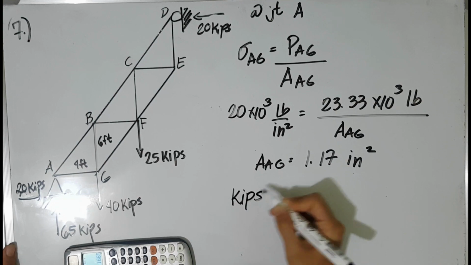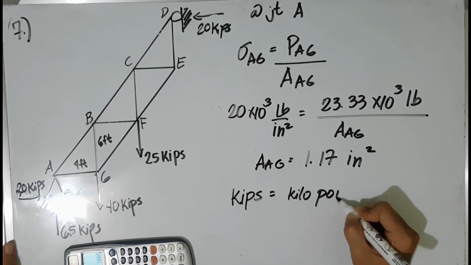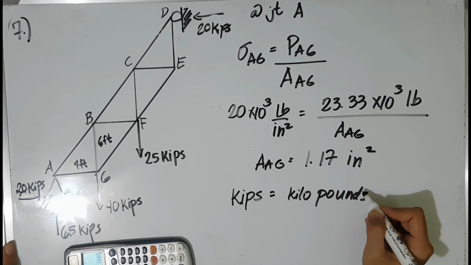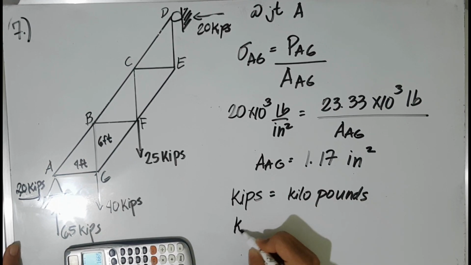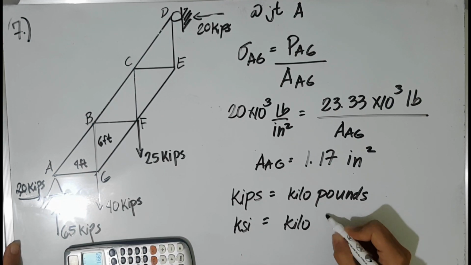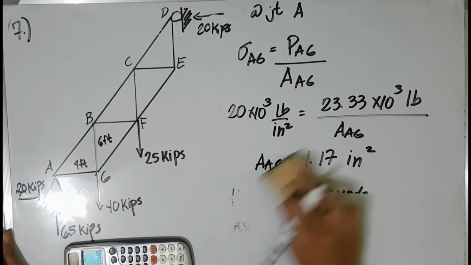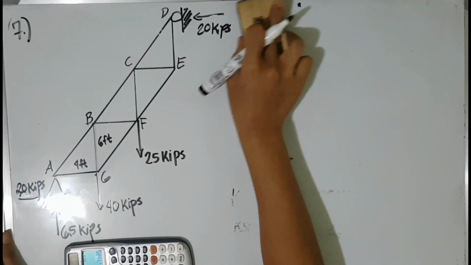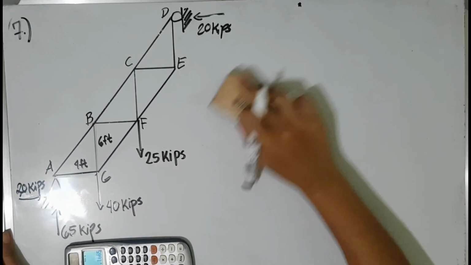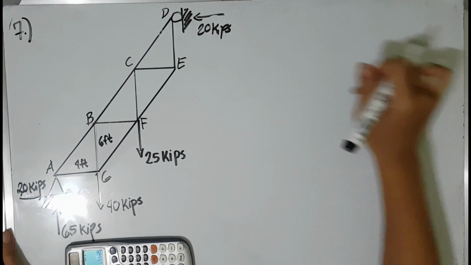So again, kips is kilopounds, and then KSI is kilopounds per inches square. So kindly take note of that. It is in English system. And then next step is to determine the forces acting on member CE and member BC.